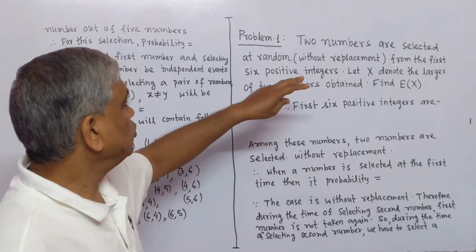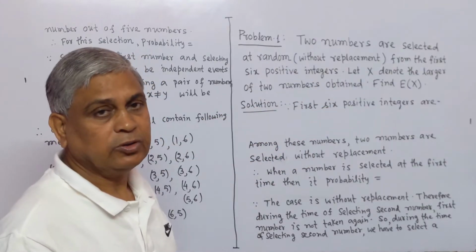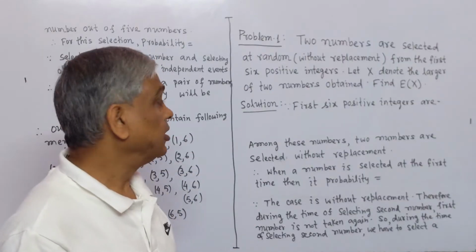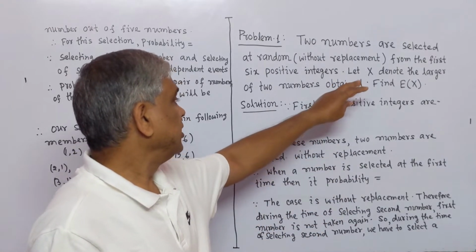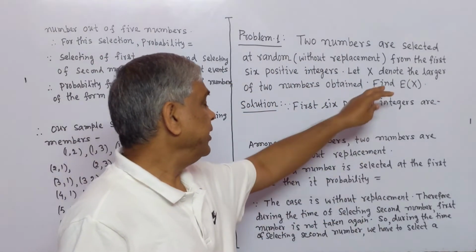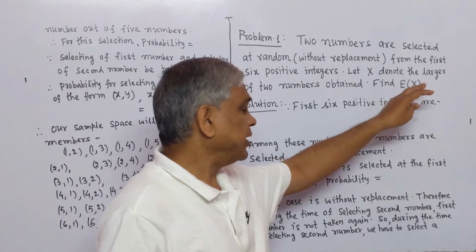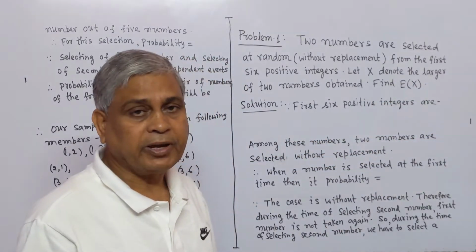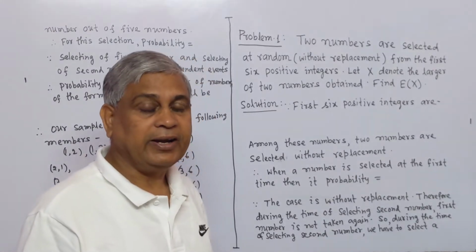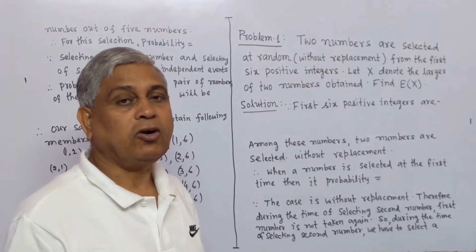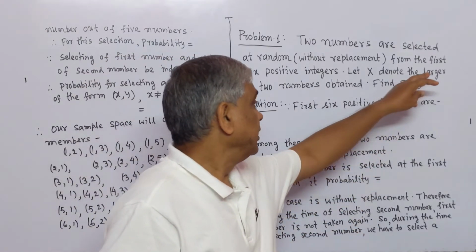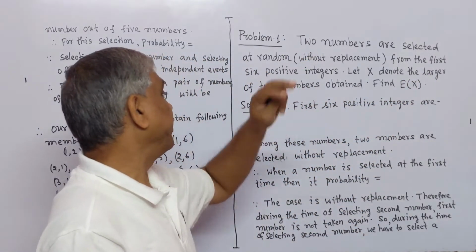The problem is: two numbers are selected at random without replacement from the first 6 positive integers. Let capital X denote the larger of the two numbers obtained. Find E(X), the expectation of X. X is a random variable, so we have to find the expectation of the random variable. Here the random variable is the larger of the two numbers.